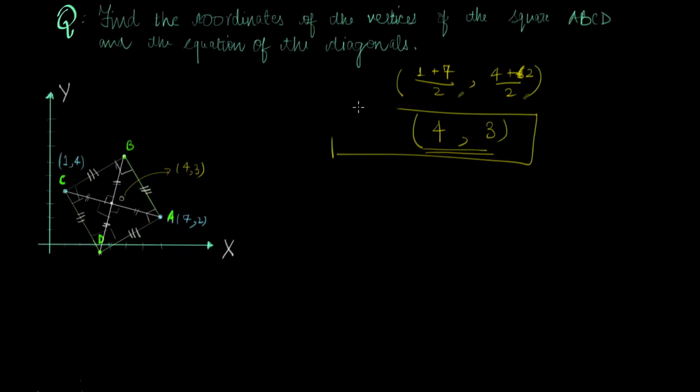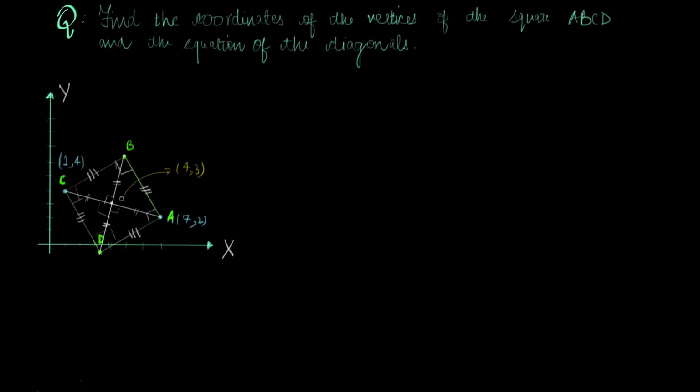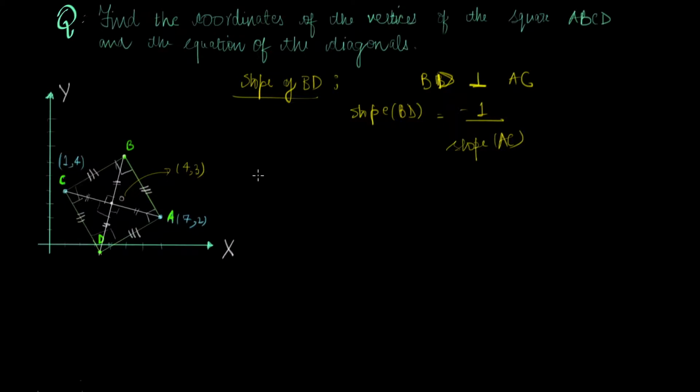Let me just erase this now that we know the information of point O. Now let us try to find out the slope of BD. What do we know about the slope of BD? Well, we know that BD is perpendicular to AC. Therefore, the slope of BD must be equal to -1 divided by the slope of AC. So, what would the slope of AC be? It's very simple. If we know that the line passes through 2 points, (1,4) and (7,2), the slope is just defined by the difference in the y-coordinates.